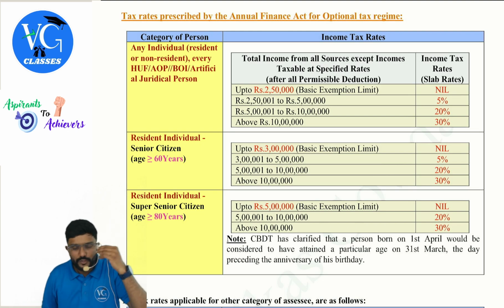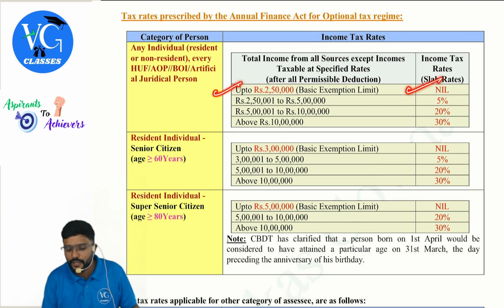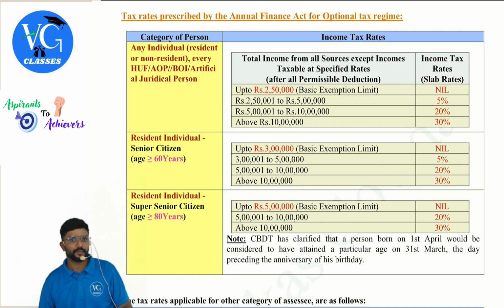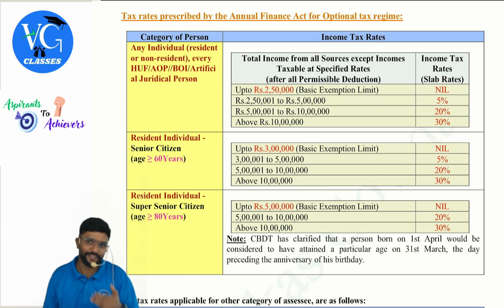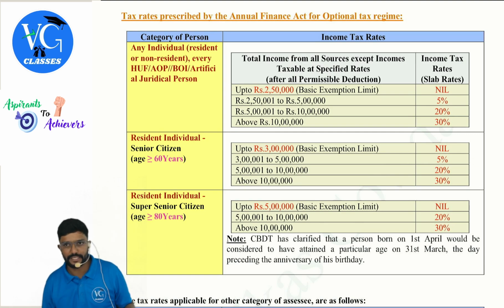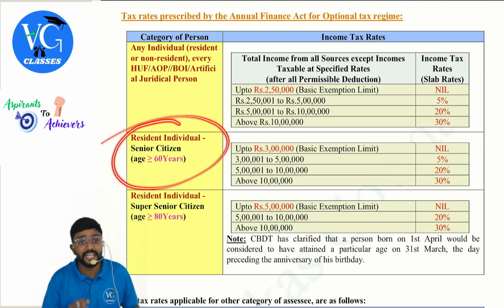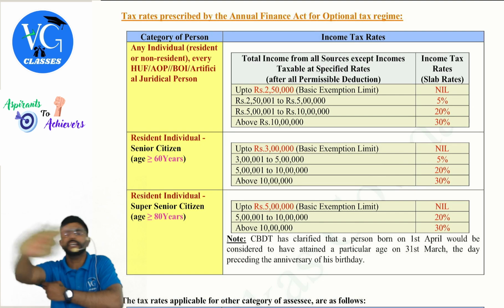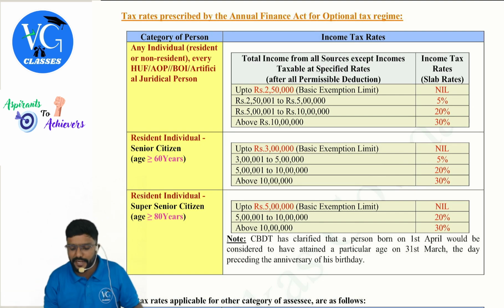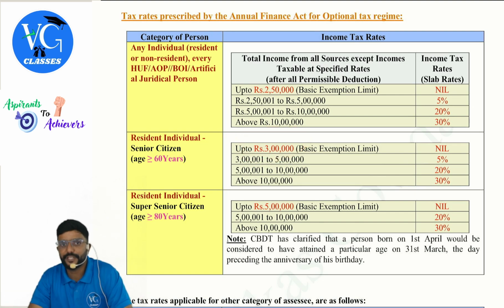Yes. So for slab rate assessees, on their normal income up to 2,50,000 nil, 2,50,000 to 5 lakh 5%, 5 lakh to 10 lakh 20%, more than 10 lakh 30%. Easier actually, but rates are higher when compared to the default regime. If the assessee is a resident individual aged 60 or more anytime during the previous year, then they get the benefit of a higher basic exemption limit of 3 lakh.